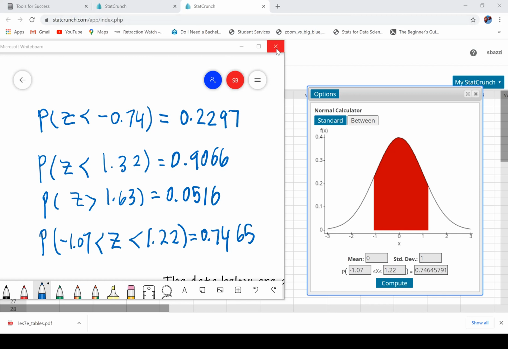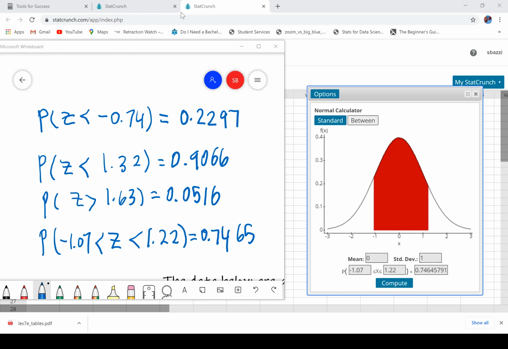Okay, so again, this is how you use the normal calculator. When you do your homework, I don't think you can click on StatCrunch and this will pop up. No, you have to log into StatCrunch on a separate screen and do the work using this calculator, but you can see it is very straightforward.